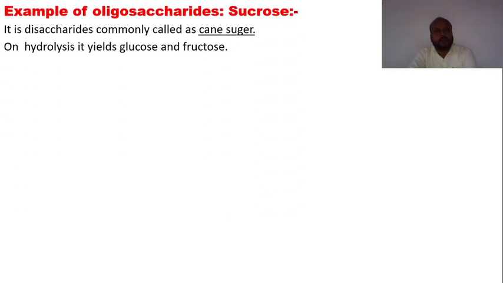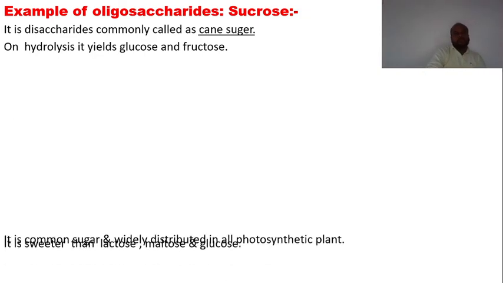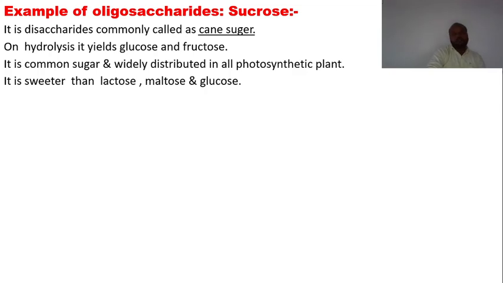Now the examples of oligosaccharides. Here we take the example of sucrose. Sucrose is a disaccharide, commonly called cane sugar or table sugar. When we hydrolyze it, we get glucose and fructose, and therefore it is called a disaccharide. You have to remember sucrose is always a disaccharide. It is a common sugar widely distributed in photosynthetic plants. It is sweeter than lactose, maltose and glucose.